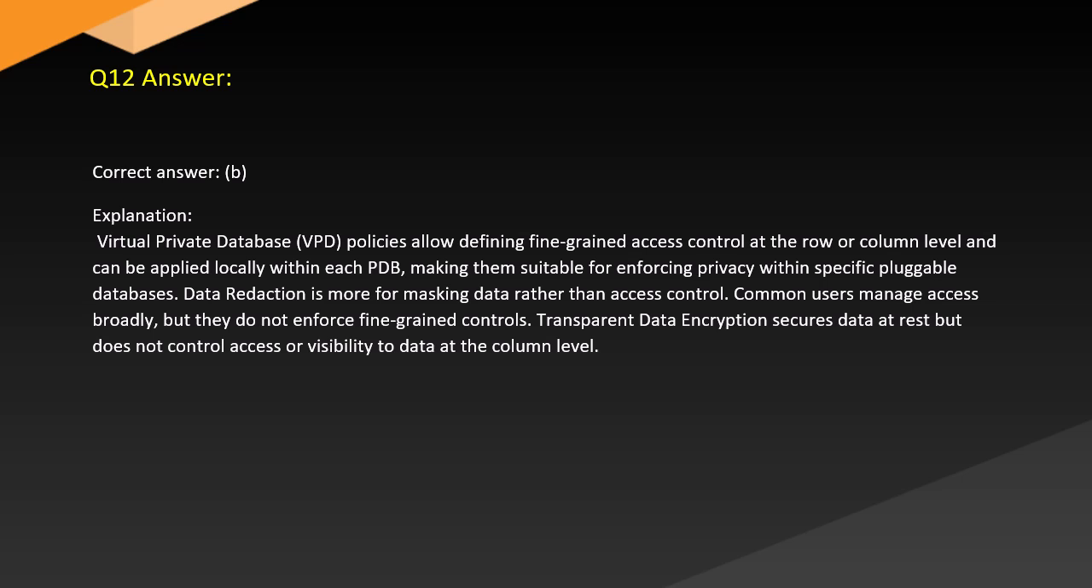Data redaction is more for masking data rather than access control. Common users manage access broadly, but they do not enforce fine-grained controls. Data encryption secures data at rest but does not control access or visibility to data at the column level.